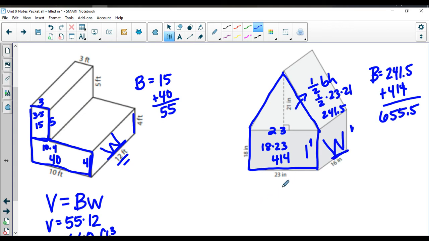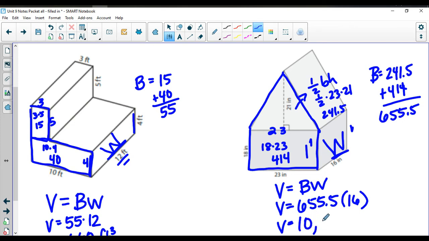The base is up front here, the base is in the back here, so what connects them is this 16 that's right here. So volume is equal to BW, so that's going to be 655.5 times 16, which is going to give us a final total of 10,488 cubic inches.